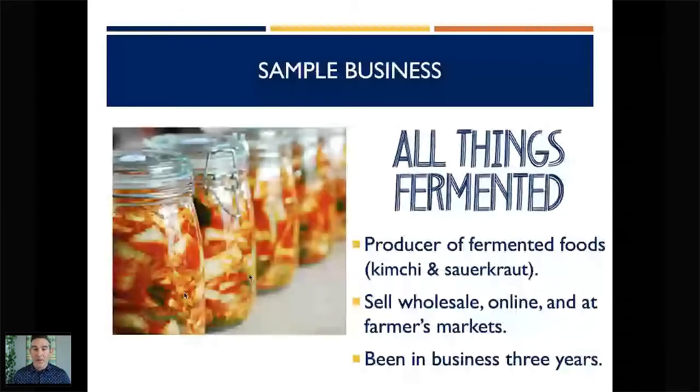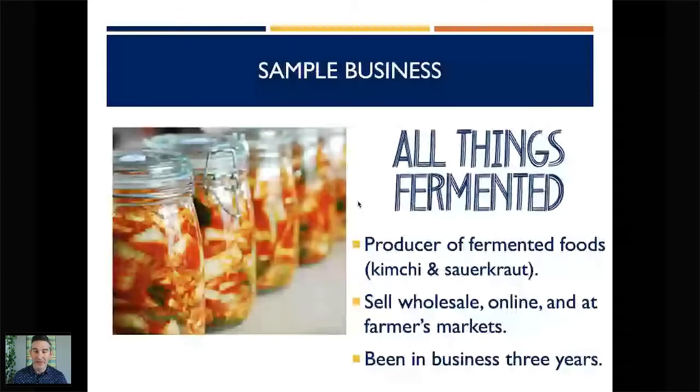So we're going to turn to this example that we used last week. We have a sample business. They're called All Things Fermented. And this is a small-time food manufacturer. They produce fermented foods, namely kimchi and sauerkraut. They sell mainly wholesale and online, and then they go to the farmer's market every week. And this is a new piece of information. They've been in business for 3 years.